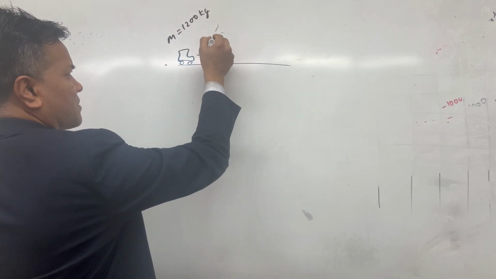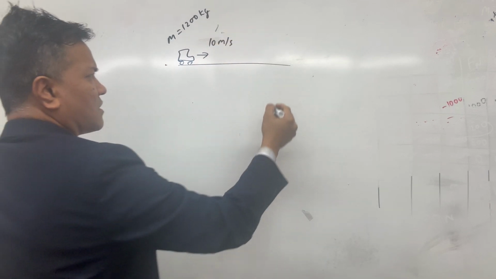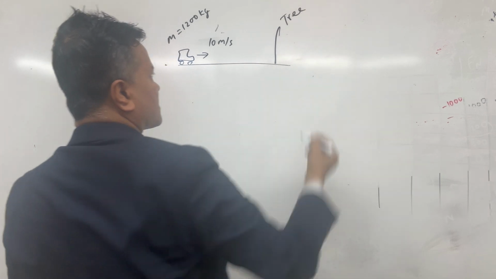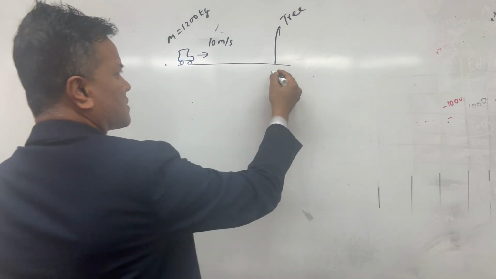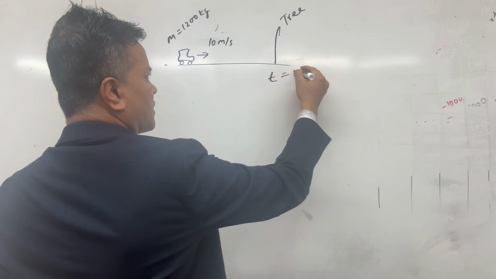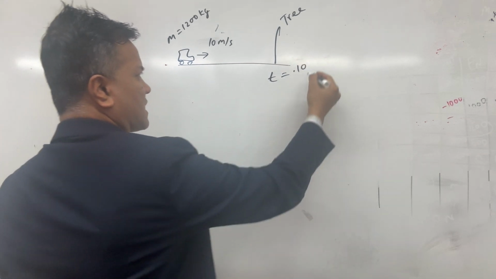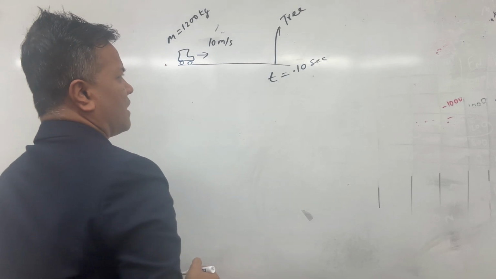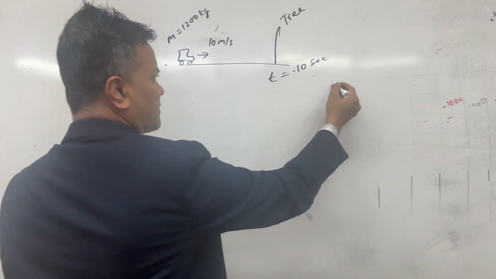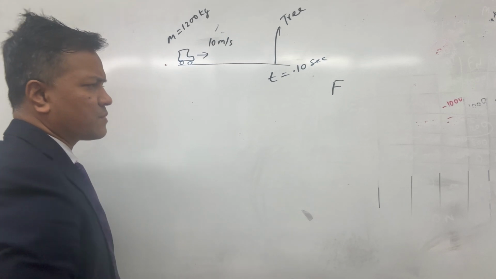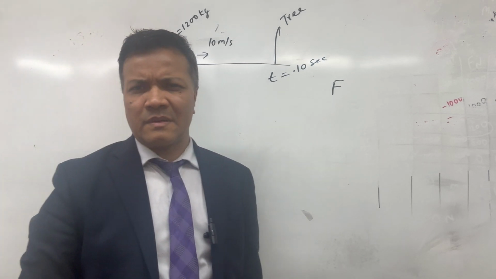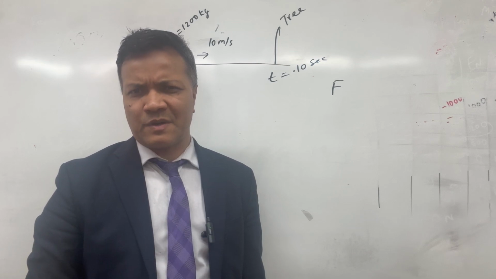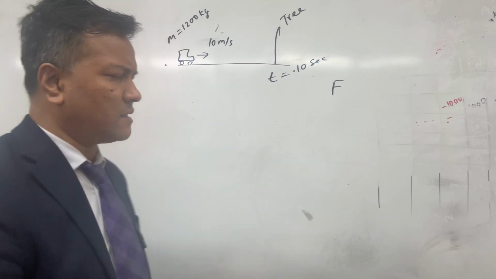A car is moving with 10 meters per second. All of a sudden, it took 0.10 seconds for the car to come to rest. So what we need to find is the average force acting on it during the time the car is coming to rest after the collision with the tree.